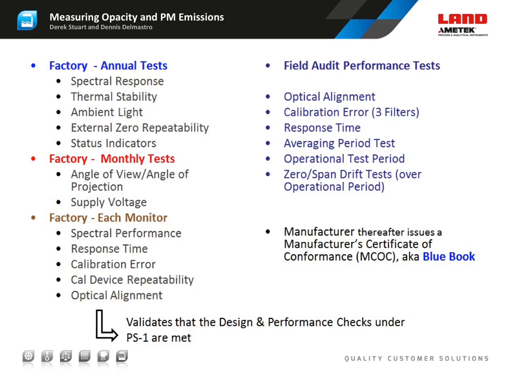As a continuation of the previous slide, this slide illustrates the various design and performance specifications that must be tested and met, as well as the field audit performance tests that must be met to have a certified opacity monitor. There are factory tests, which must be performed annually, quarterly, or on each monitor, while the field audit performance tests must be conducted once the new opacity monitor is installed. Once all field tests are successfully performed, then an opacity monitor is certified and the end user will receive a manufacturer's certificate of conformance, which is known as the Blue Book.